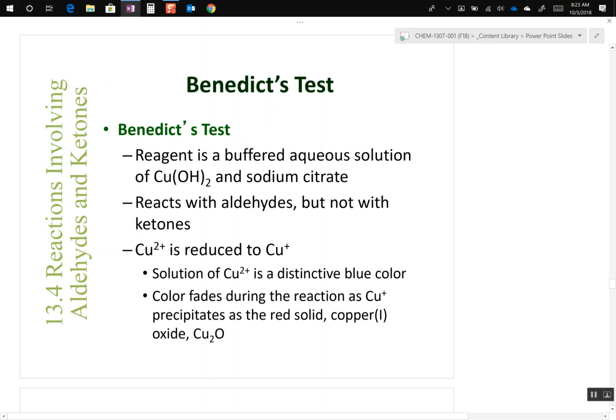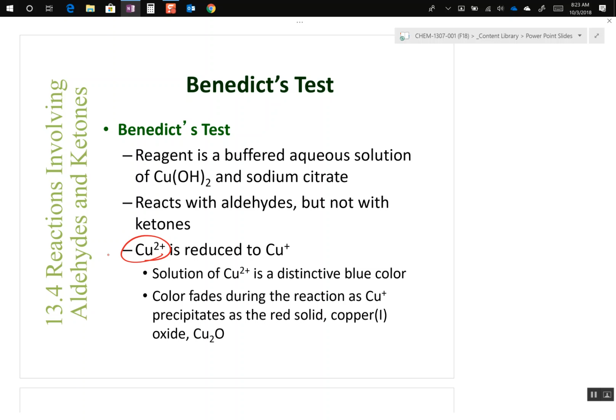That's the silver coating. Benedict's test will use copper. And in this case, copper is going to be reduced instead. So you take a buffered aqueous solution of copper hydroxide and sodium citrate. This is a copper 2+ ion. It reacts with aldehydes but not with ketones.